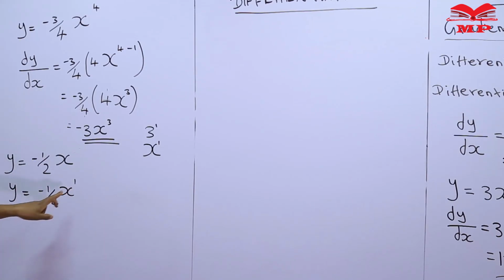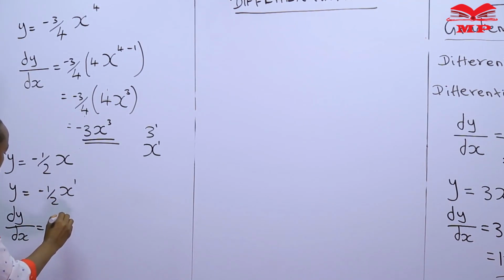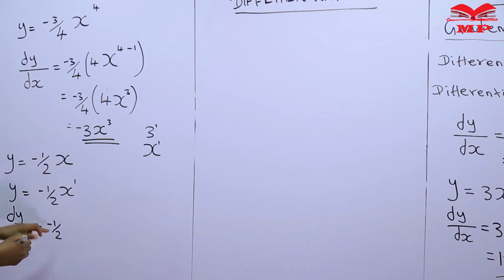So we need to multiply the power by the coefficient of x. And because the power here is 1, we multiply 1 by negative a half, so that we can get dy/dx. So we are going to have 1 multiplied by negative 1 over 2. That will be negative 1 over 2. We are multiplying by 1, so it still remains.